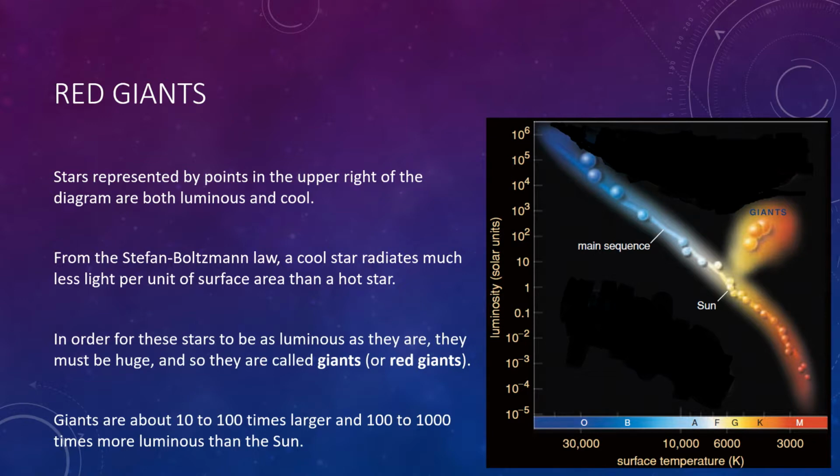Giants are about 10 to 100 times larger than the sun. Most giant stars are about 100 to 1,000 times more luminous than the sun and have surface temperatures of about 3,000 to 6,000 degrees Kelvin. Cooler members of this class of stars, those with temperatures of about 3,000 to 4,000 degrees Kelvin, are often called red giants because they appear reddish in color. So we have giants as the main category, but typically we call them red giants if they happen to be toward the right a little bit more. Well, that's the second category.